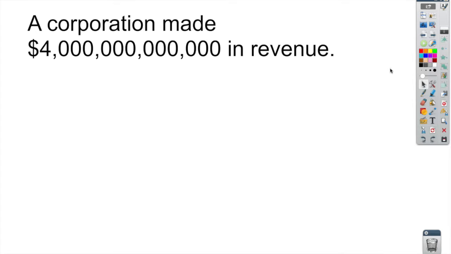Let's say you're in some economic or business situation and you're looking at this information. A corporation made, let's see, thousand, million, billion, trillion, $4 trillion in revenue. Now, if you were an economist or an accountant or somebody who had to deal with these types of really large numbers day in and day out, it would be kind of a hassle to have to type in or write out this number all the time. And so that's what scientific notation was invented for. Scientific notation is a shorthand way of writing out this number.